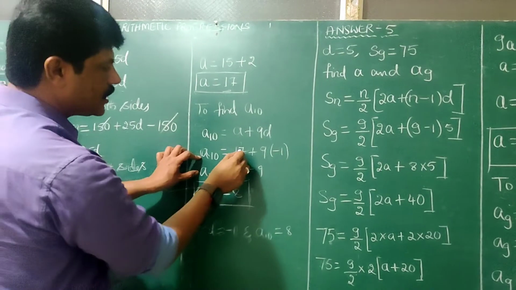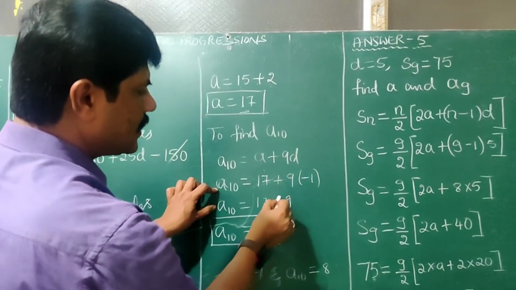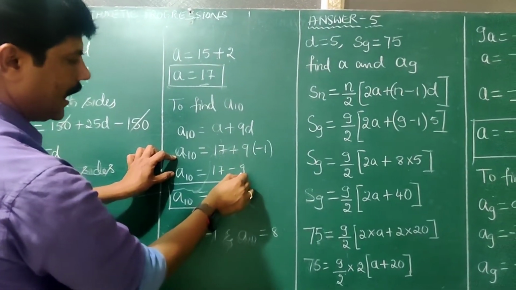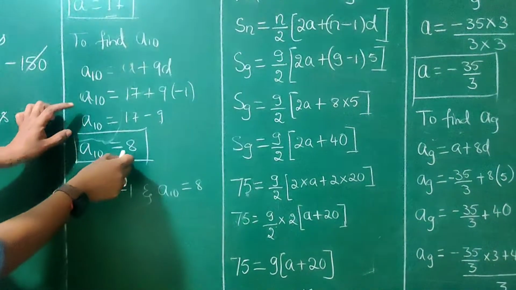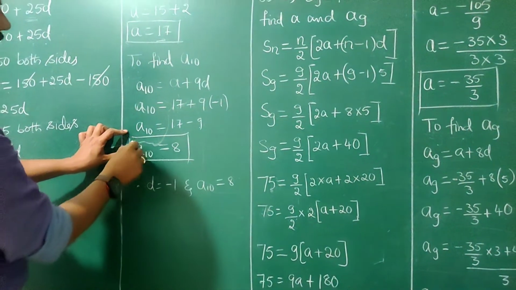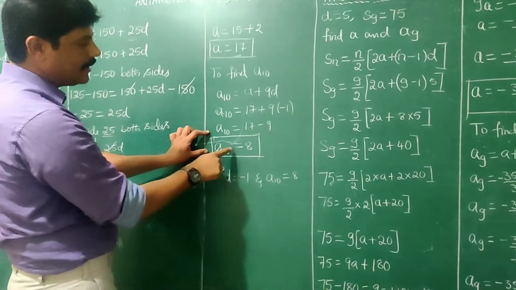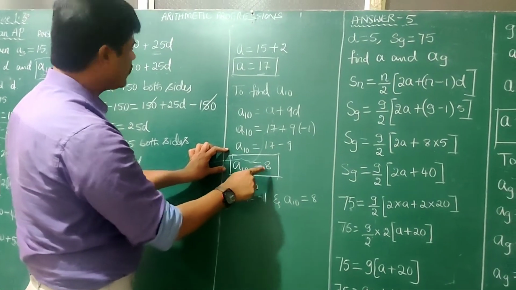So A10 is equal to 17 plus 9 into minus 1, which is minus 9. So 17 minus 9. 17 minus 9 is 8. Therefore, what we got is A10 is equal to 8.